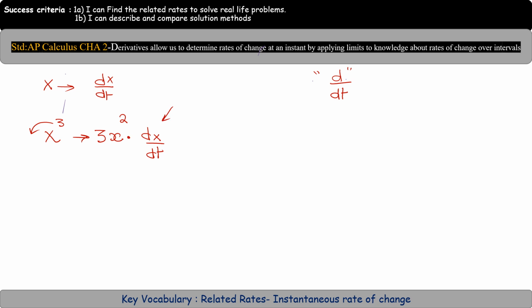What will happen if, for example, I have y to the power 8? How can we take the derivative using the implicit differentiation concept? It will be 8y to the power 7. It doesn't finish. You will write dy by dt. Again, for example, if you have the area A to the power 2, A squared, how can you write the derivative? It will be 2A, and in the end you will write dA over dt.